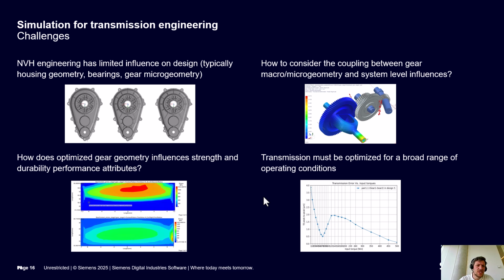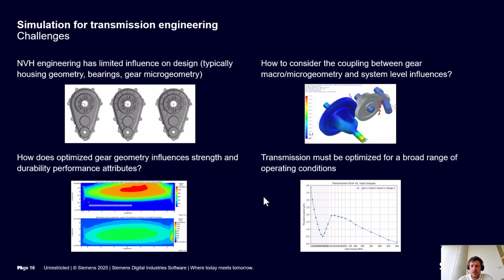So first of all, we see that NVH engineering has a limited influence on design. Typically NVH performance, let's say prediction and validation, is done later in the development cycle, which means that engineers only have design responsibility on housing geometry or bearings or on the gear macro geometry. Well, if you would like to optimize NVH performance, you typically also would like to change the transmission design itself.